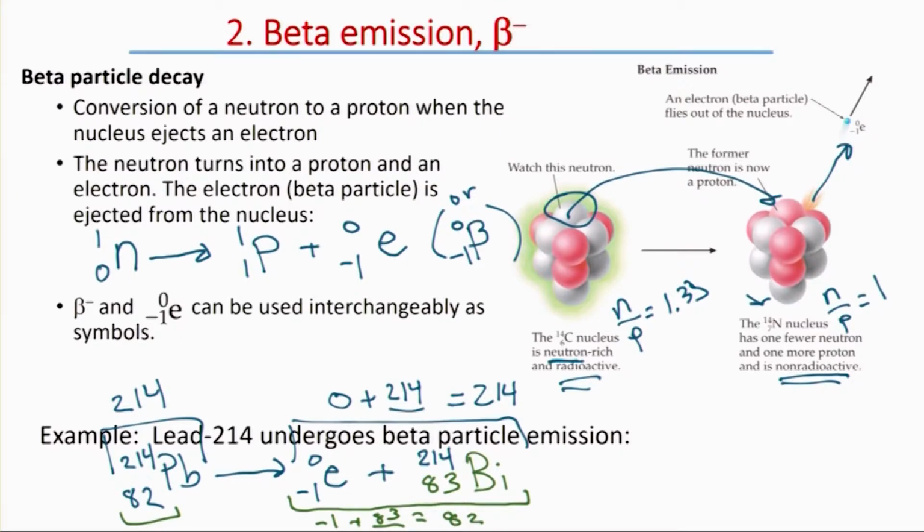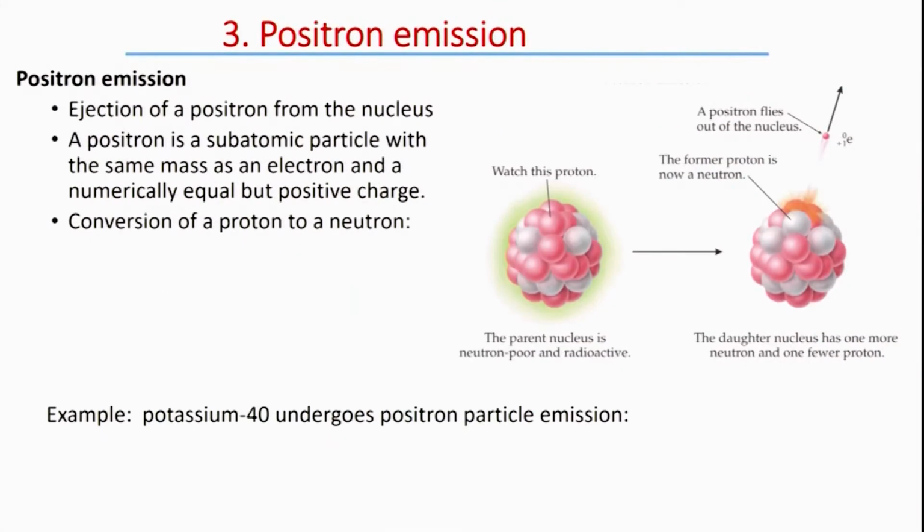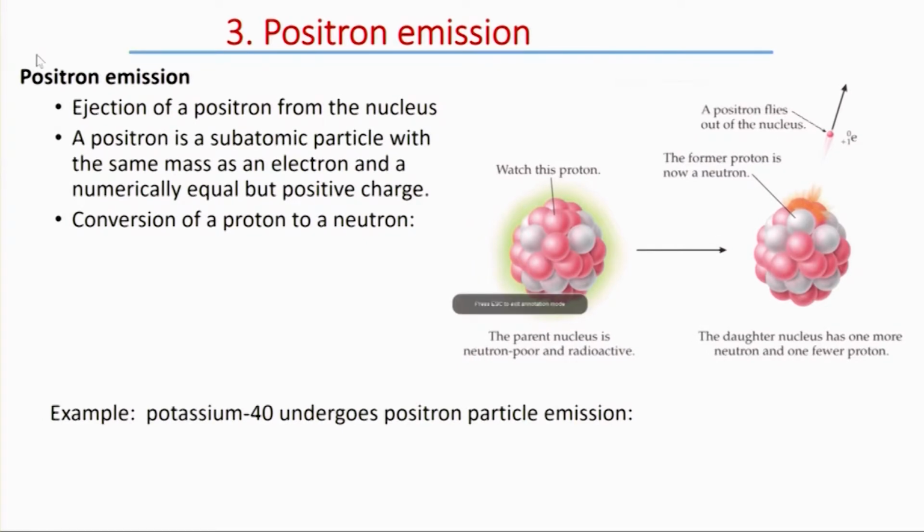We're going to go do another one. Okay, the third one we're going to look at is called a positron emission. All right, so for this one, you have a positron getting ejected from the nucleus. So the positron is what we were looking at earlier. That was one of the new symbols.